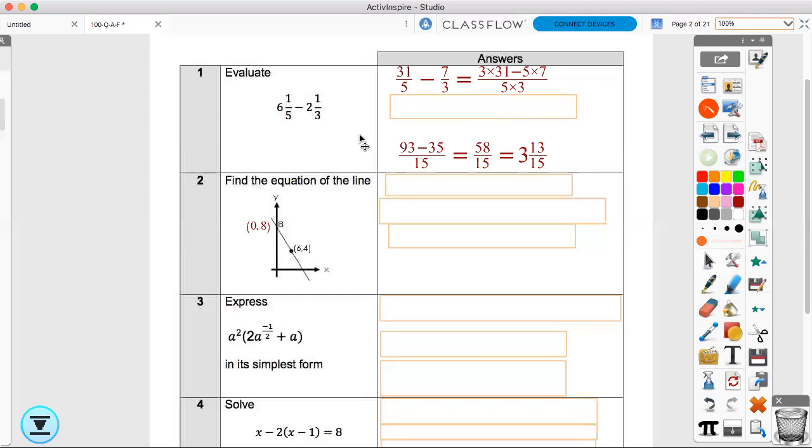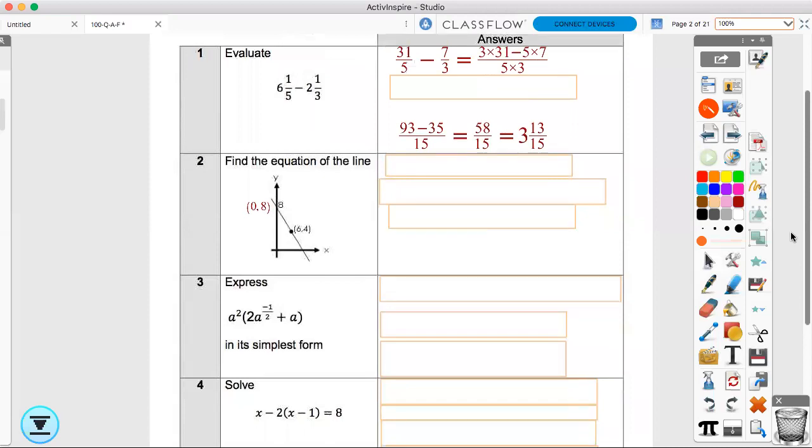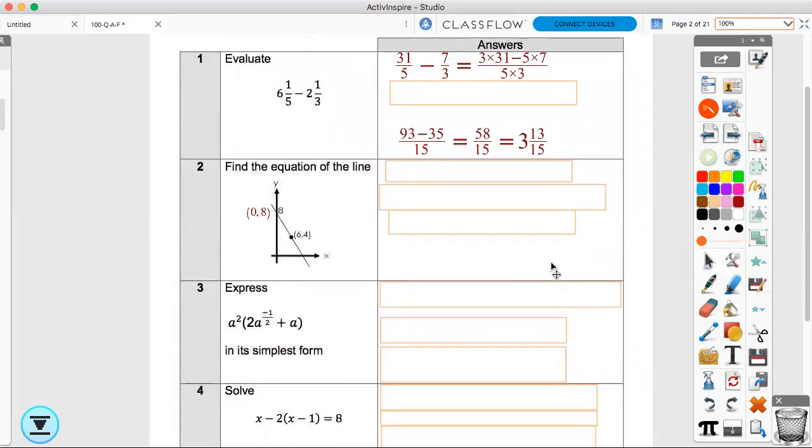But if they don't tell us, if I'm marking your paper and you give me 58/15, I would give you the mark. But if the question is give your answer as a mixed fraction, then you've got to get the last mark with the mixed fraction. Okay? Because I kept telling you guys, if you're not asked to do something, you don't have to do it.